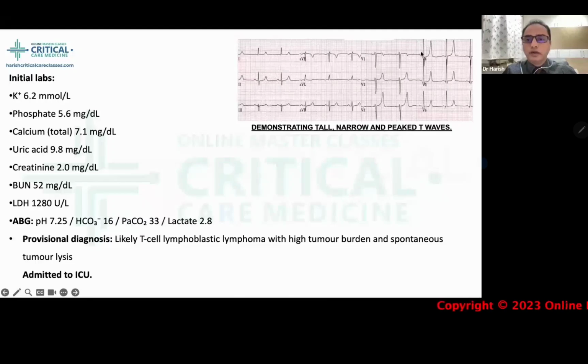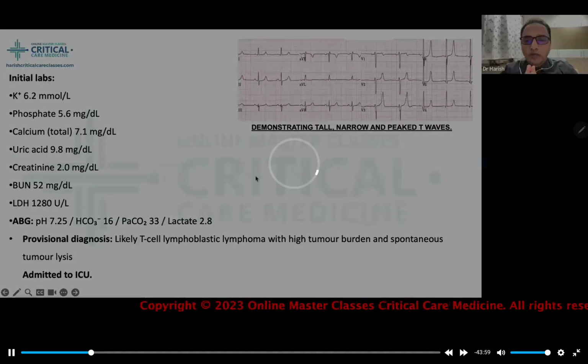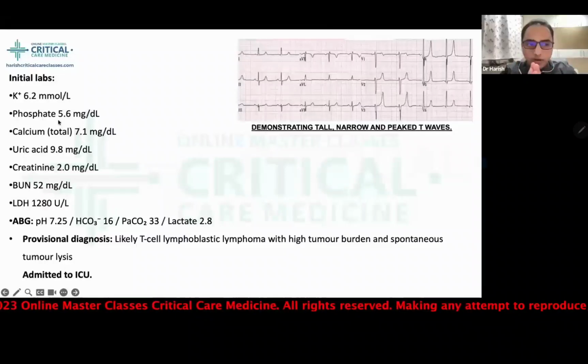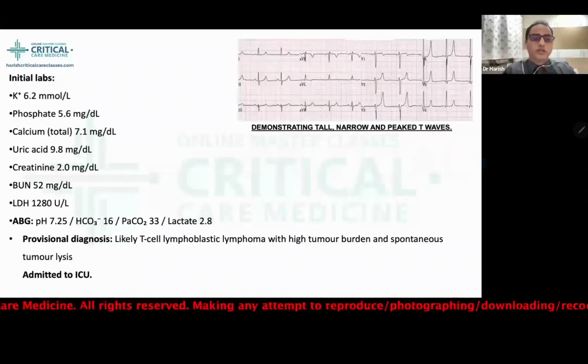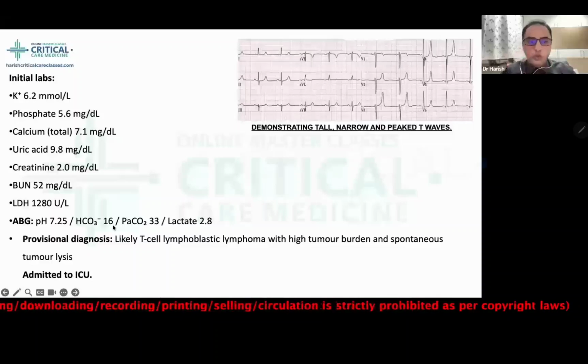So where you get these tall, narrow, peaked T waves, that is hyperkalemia. So as we expected, potassium here is 6.2, phosphate is 5.6, calcium 7.1, that is total calcium. Uric acid is 9.8, creatinine is 2 milligram per deciliter, BUN 52, LDH is elevated at 1280, pH is 7.25, bicarb is low at 16, lactate is 2.8 with PCO2 of around 33.